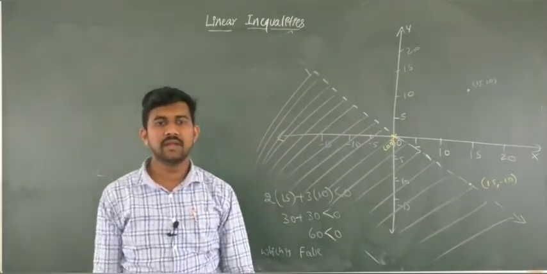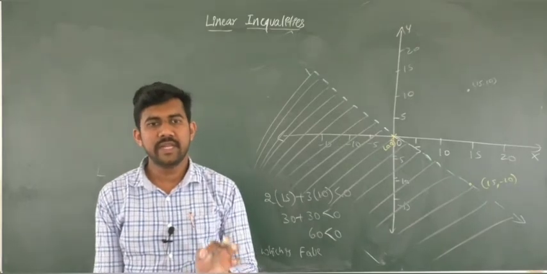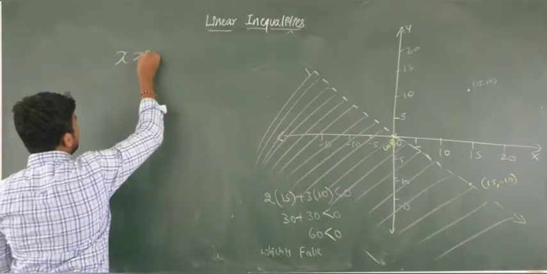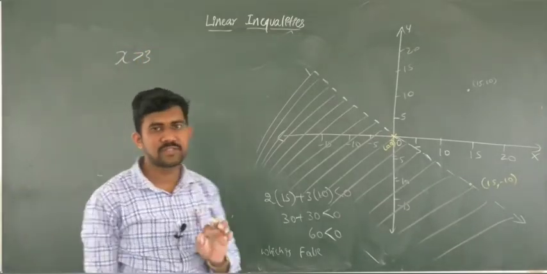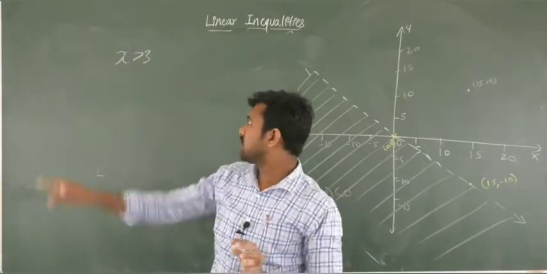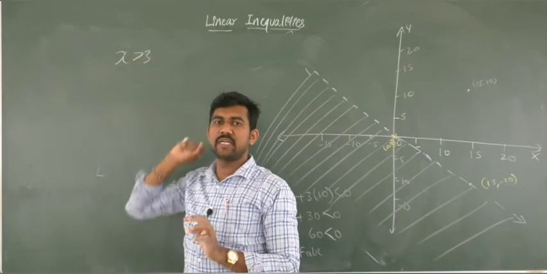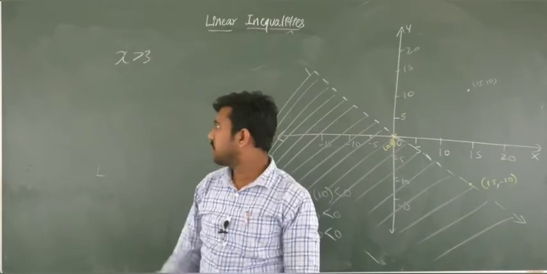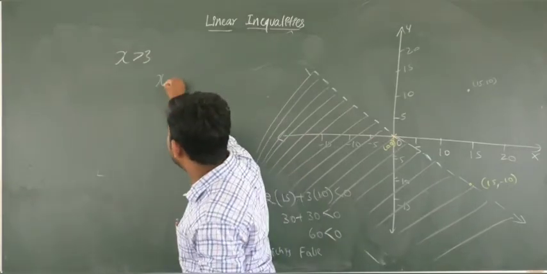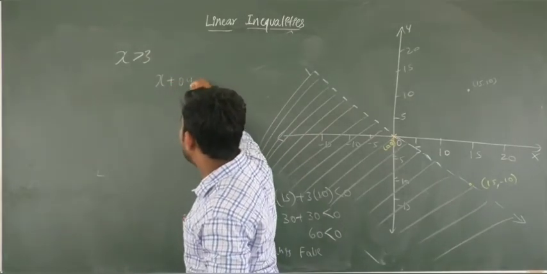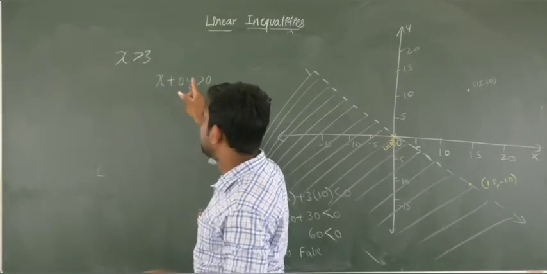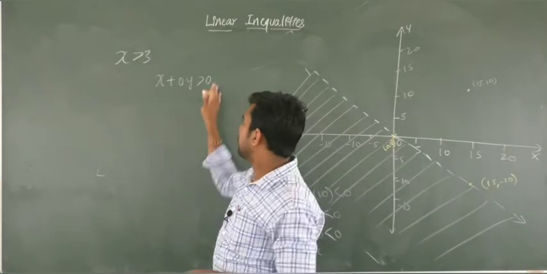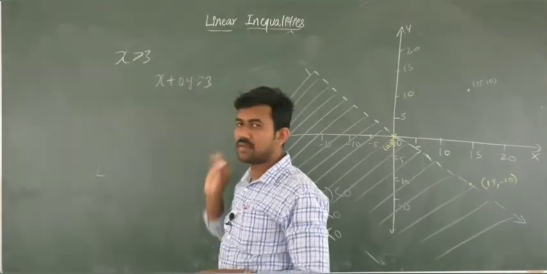Now see the given one: x greater than 3. You can observe that if this is given as a linear inequation in two variables, then you have to understand that the coefficient of y is 0 here. Coefficient of y is 0.